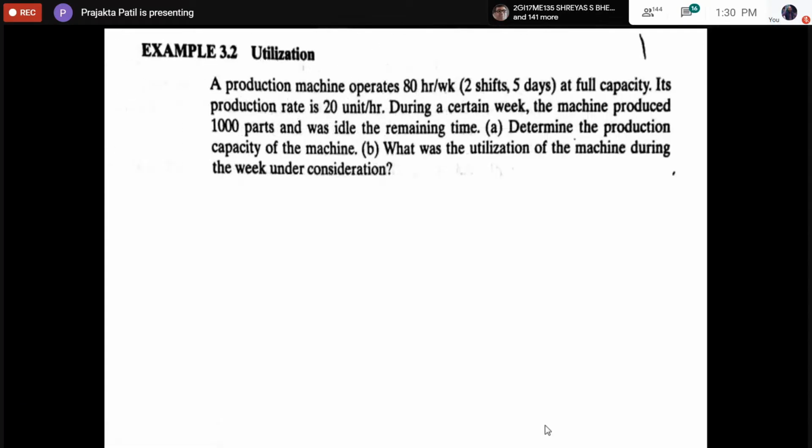Next problem. A production machine operates 80 hours per week. That is 2 shifts, 5 days at full capacity. Its production rate is 20 units per hour. During a certain week, the machine produced 1,000 parts and was idle the remaining time. Determine the production capacity of the machine. What was the utilization of the machine during the week under consideration? So the time frame here is just 1 week. Just write down the given data.